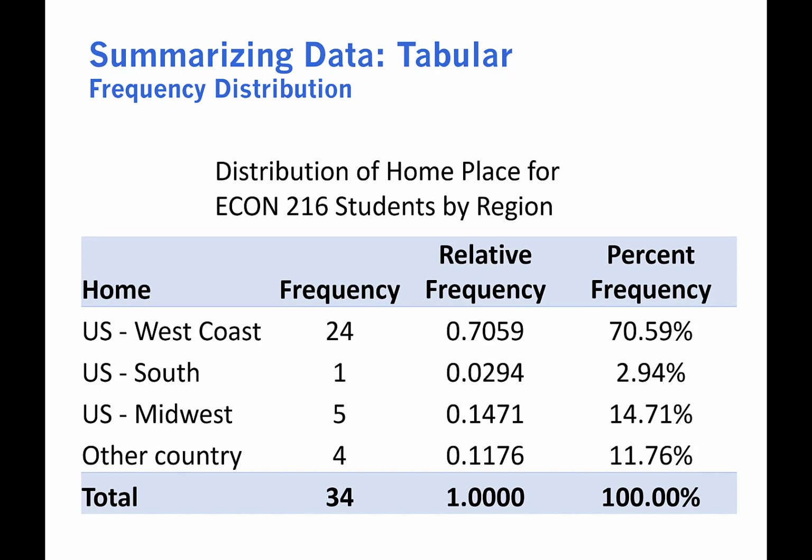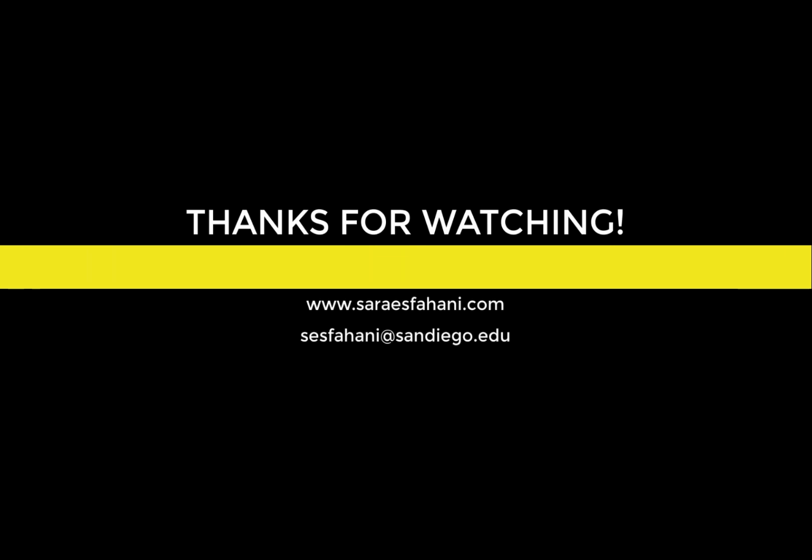So what does this tell me? This tells me that a little more than 70% of the students in my class come from the West Coast. Just under 3% of the students in my class come from the South. About 15% come from Midwest, and about 12% come from other countries. So this is useful information in terms of the distribution of the home place for Econ 216 students. And that's how we create a tabular representation of categorical data.